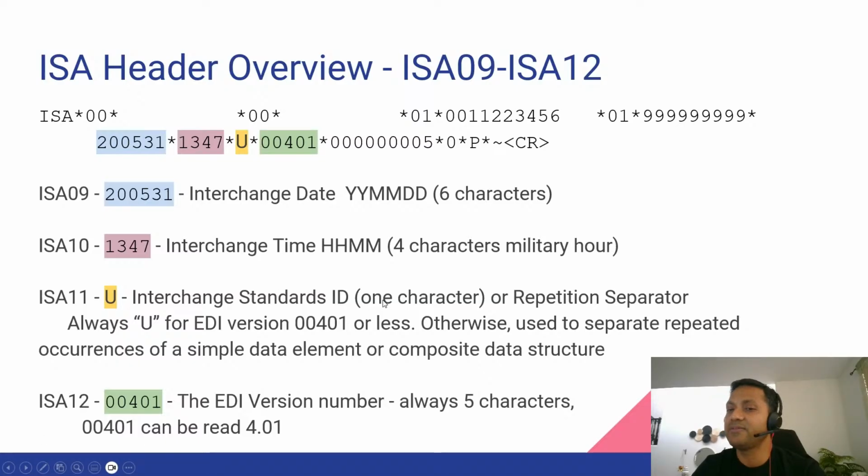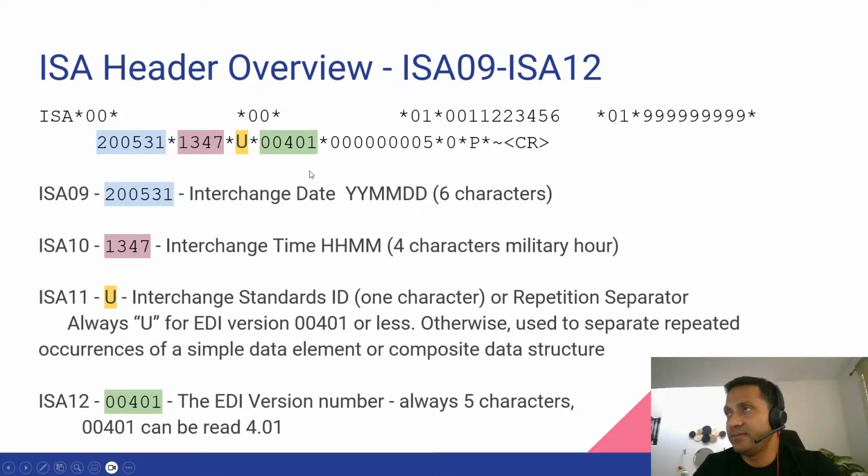After that, you have, let's say, ISA 11 over here, which is basically the interchange standard ID or the repetition separator. Now, repetition separator, what does this mean? It identifies the version of the interchange standard being used, or acts as a repetition separator in newer standards. And it typically is exactly 1 character. So if you're using version 00401 or earlier, always use U in this field. For example, over here.